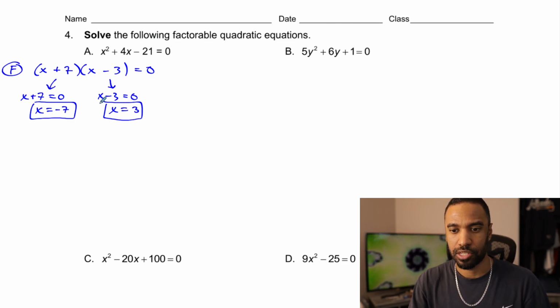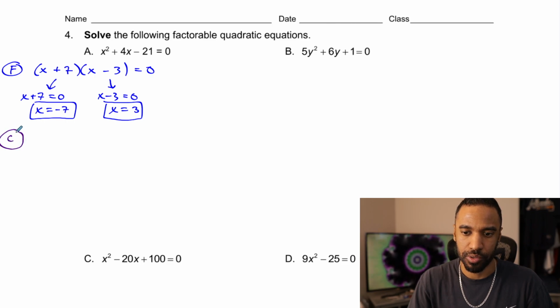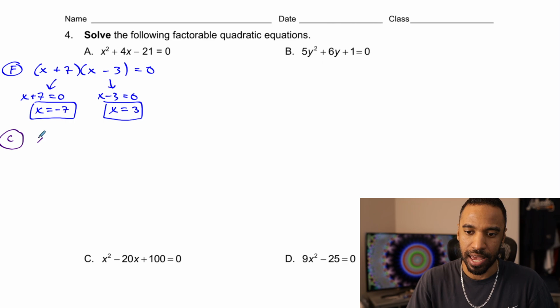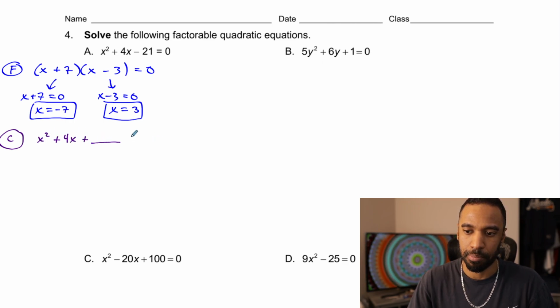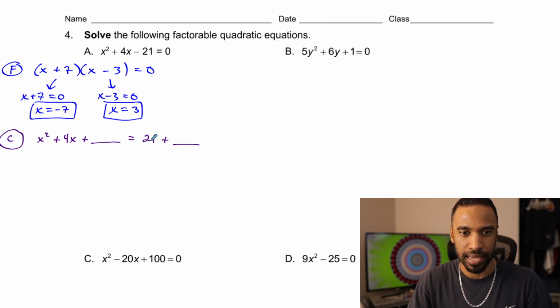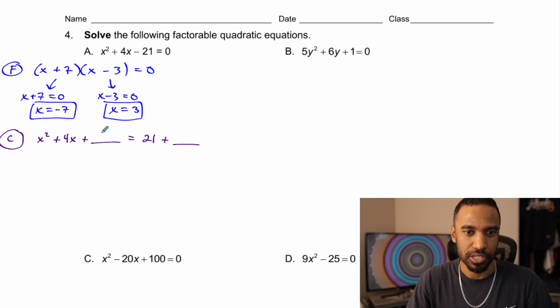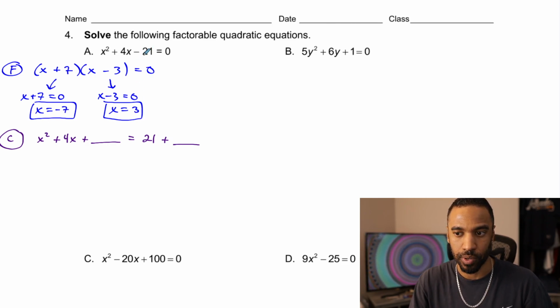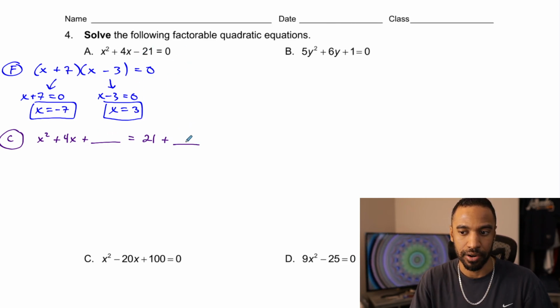There are other viable methods here, though, such as completing the square. So I'm going to do that one next. In completing the square, I should add the 21 to both sides to get it out of the way, because I'm going to find a number that will give me a perfect square trinomial right there. Now, I added 21 to the right side here, and whatever I'm going to add to this side to complete the square, I will add to this side as well, because that's a property of equality.